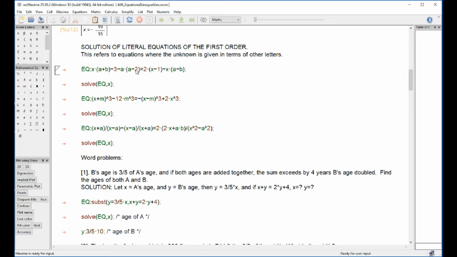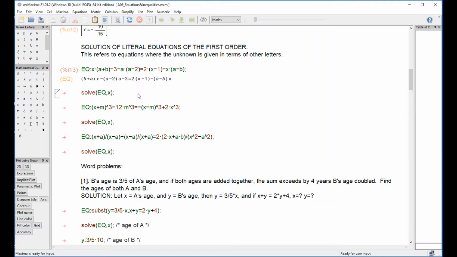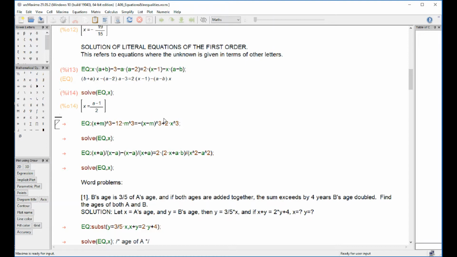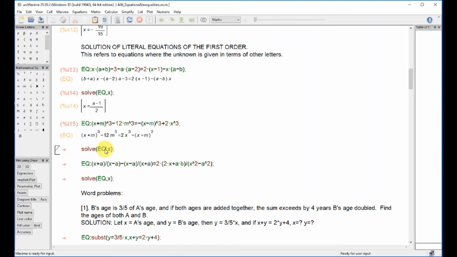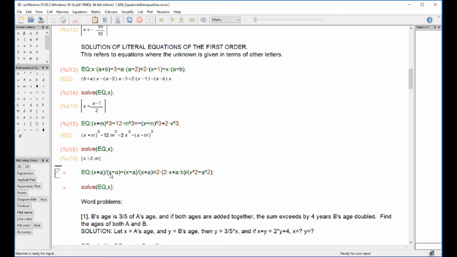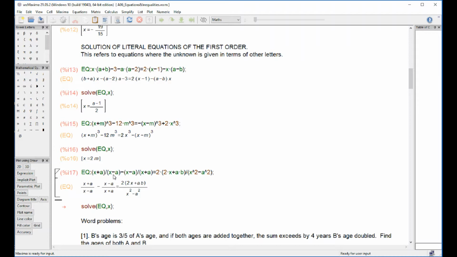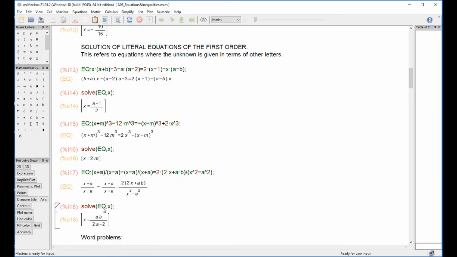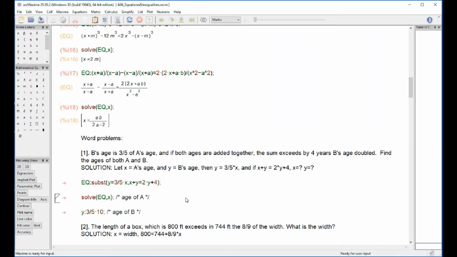Literal equations, the first order. In this case, x is the unknown, but we have b and a explicitly expressed in there. So b disappears and x becomes a minus 1 over 2. Here's another one involving x and m. The solution of that is x equal to 2m. Here's another one. The solution is given by 2ab divided by 2a minus 2.